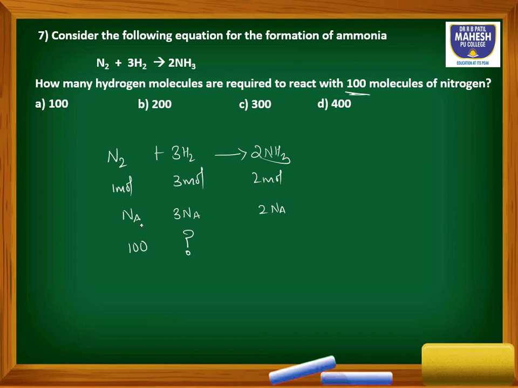1 Avogadro number of molecules reacts with 3 Avogadro number of molecules of hydrogen. If that is the case, then 100 molecules react with how many molecules of hydrogen? So 100 into 3 divided by Na. So Na cancels. Answer is going to be very simple. 300 molecules. Which option? This is option C.